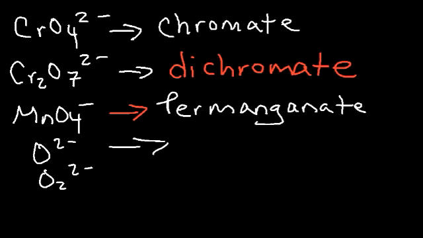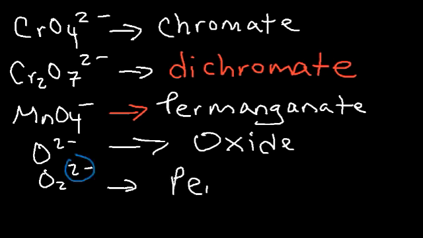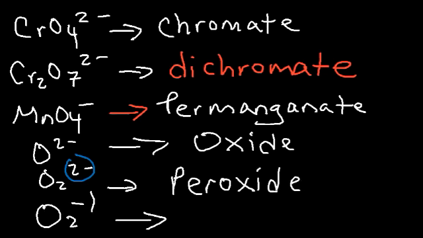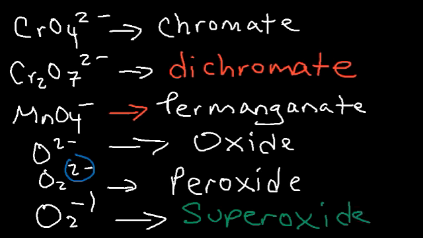If you see O 2-, where the individual oxygen has a charge of -2, this is called oxide. But if you see O2 2-, where each oxygen atom has a charge of -1, so two of them have an overall charge of -2, this is known as peroxide. And if you see O2 with a -1 charge, meaning each individual oxygen atom has an oxidation state of -1/2, if you divide -1 by 2, this is known as superoxide. So these are the different forms of oxide, but the most common is just oxide. Peroxide, you may see that occasionally. Superoxide is rare.